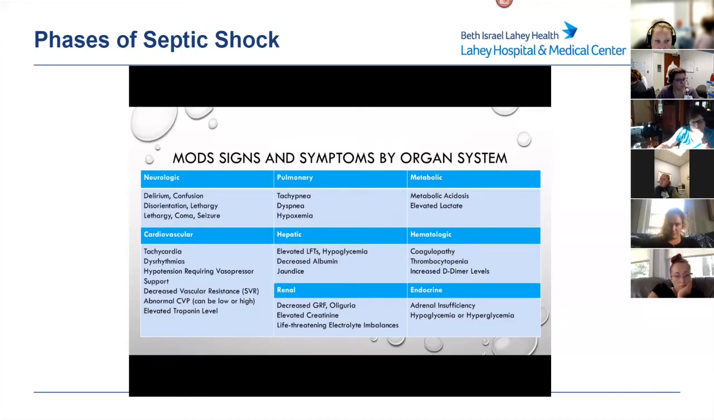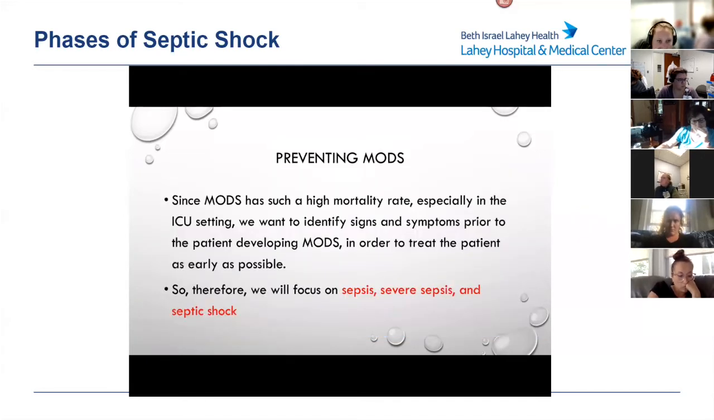Metabolic, you can have, again, metabolic acidosis, elevated lactate due to the anaerobic metabolism. Hematologic changes include coagulopathy, thrombocytopenia, increased D-dimer levels. And under endocrine, you can have adrenal insufficiency and hypoglycemia or hyperglycemia. In sepsis or septic shock, you want to prevent MODS. This is the last stage.